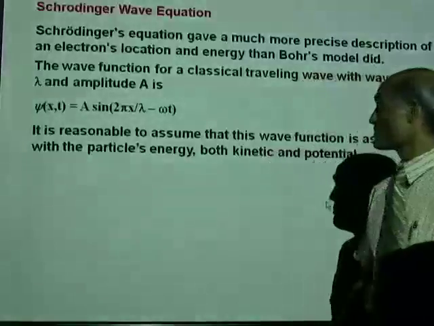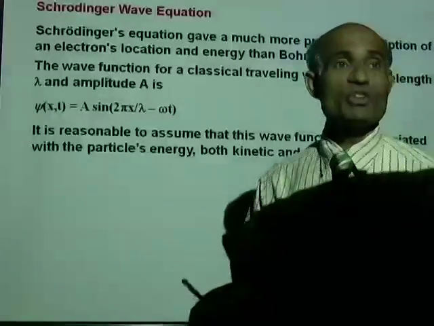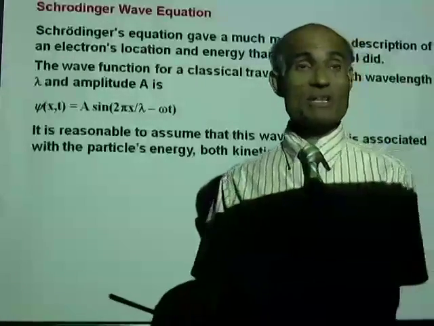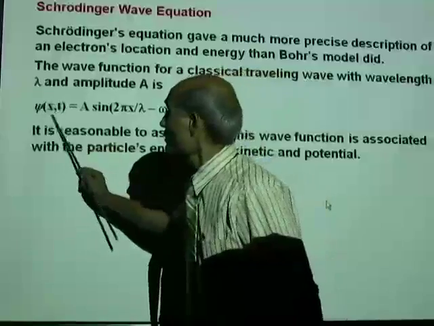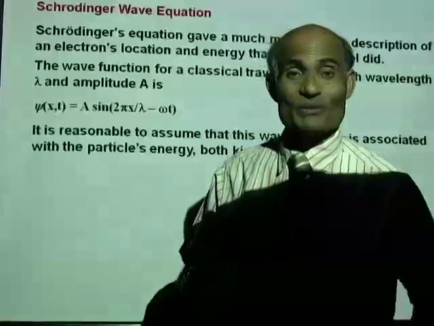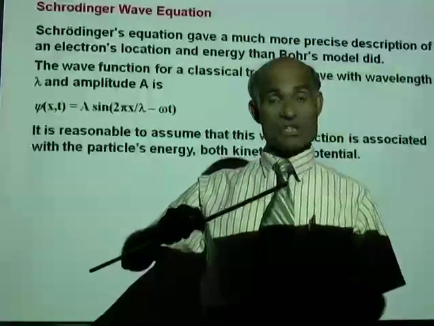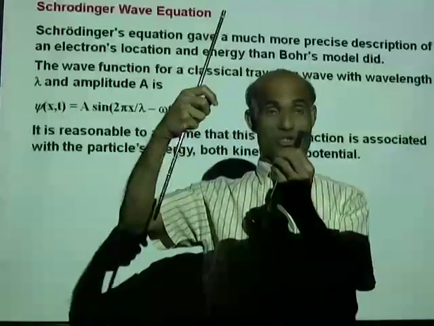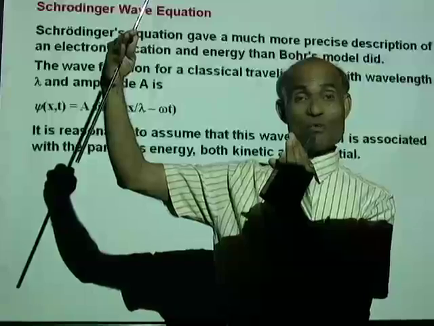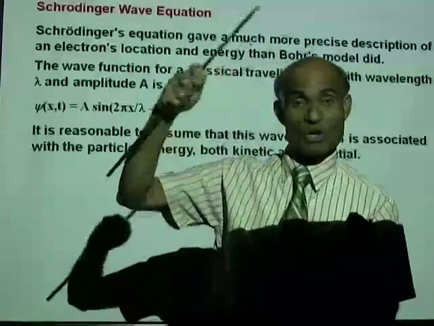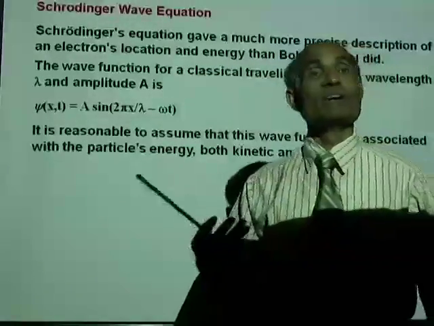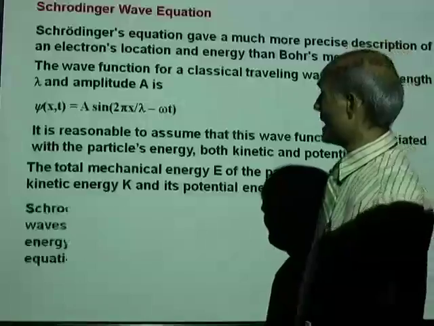Now, it is reasonable to assume that this wave function is associated with the particle's energy, which is both kinetic and potential. So this wave function is actually determined by the energy of the particle. The particle, like an electron, has a potential energy because of its position, isn't it? Its potential energy is greater as it's farther away from the nucleus. It has kinetic energy because it has velocity. So this wave function really depends on its potential and kinetic energies.